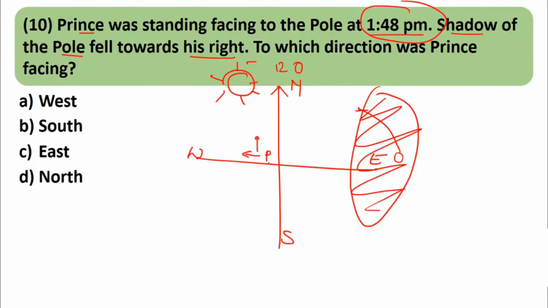So Prince is not facing west. Let us assume Prince is facing east. What is right of Prince? It would be this, right? Is the shadow to the right of Prince? No, it is in front of Prince.